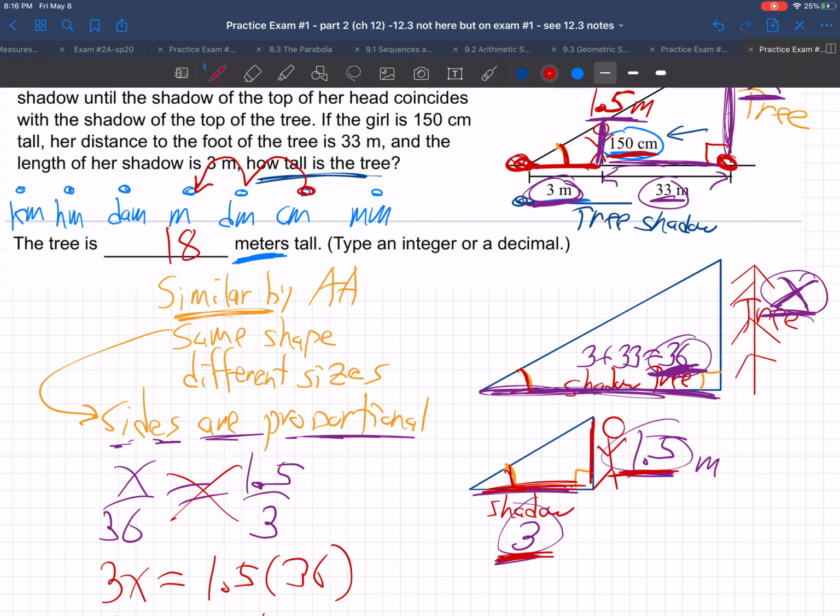It's a tricky way to find the height of a tree or the height of a building. It's the same deal. Just walk until the end of your shadow matches the end of the shadow of the building or the tree.